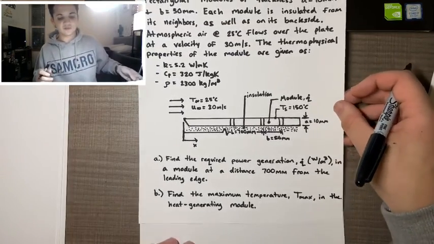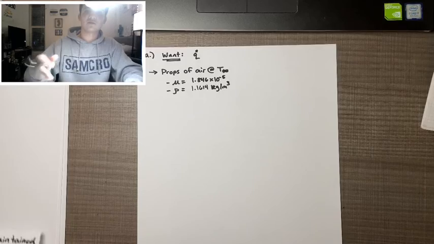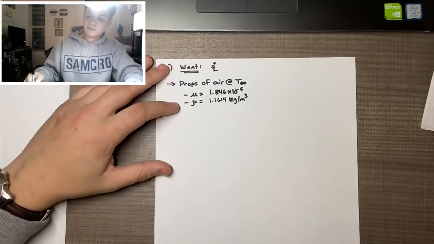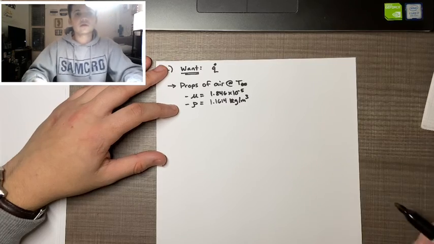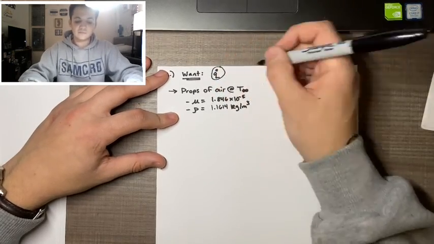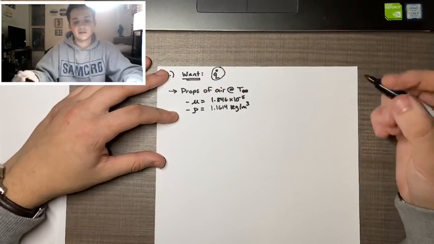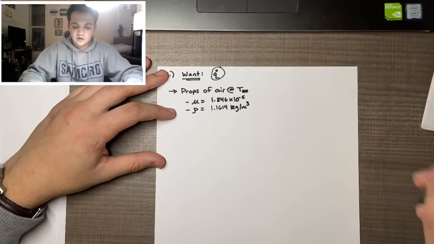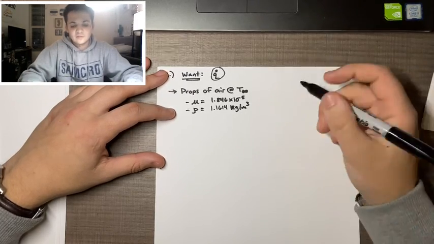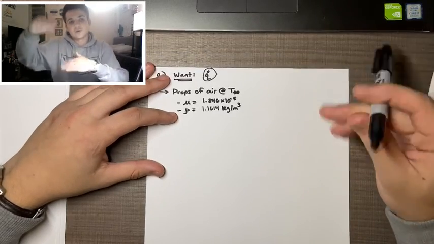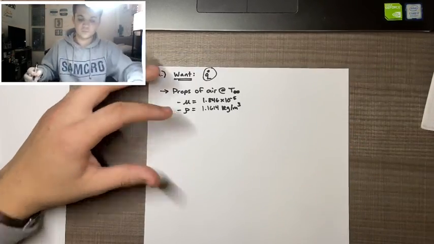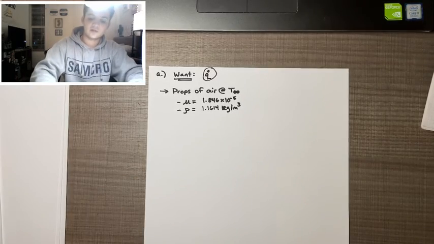So, I cheated a little bit here, and I went to the tables to save us some time and found the properties of air at our T infinity. And then noted that we want q dot. I kind of like to think ahead to the end when doing problems like this, and then figure out what we're missing, because it helps us get a mental image of the path of equations we're going to use, and where to go.